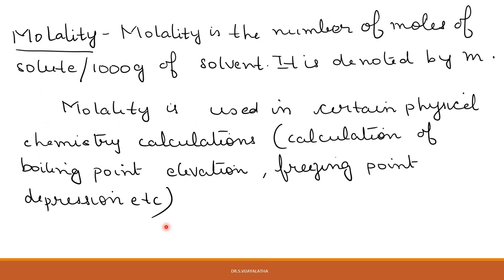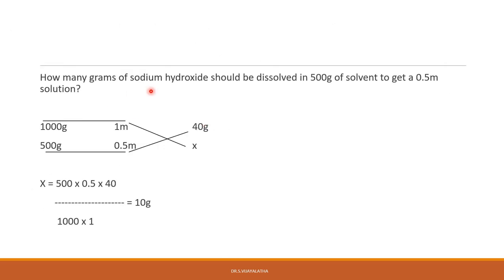We'll move on to molality. Molality is the number of moles of the solute per 1000 grams of the solvent. Remember, here it is the solvent, not the whole solution. 1000 grams or 1 kg of the solvent. It is denoted by the small letter m. Molality is often used in physical chemistry calculations like boiling point elevation, freezing point depression, etc. We will now see a problem for molality.